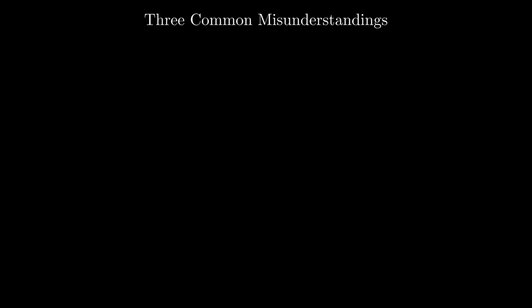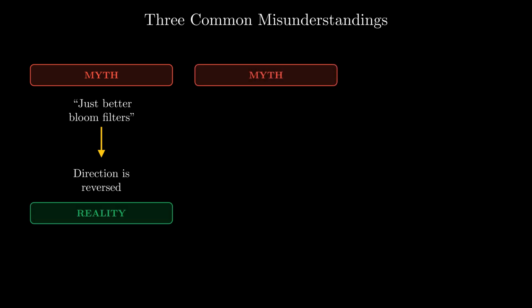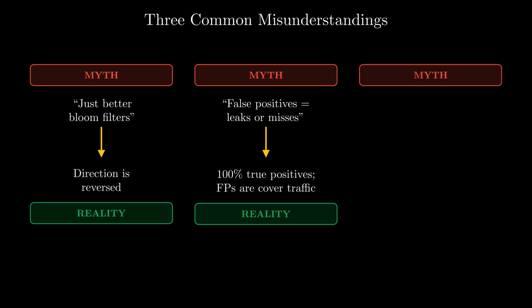Three common misunderstandings deserve attention. First, compact block filters are not just better Bloom filters. The compression matters, but the real innovation is the direction reversal. Filters now flow from nodes to clients, not the other way around. Second, false positives do not compromise privacy or correctness. They only cost bandwidth. The true positive rate is 100%. In fact, a small false positive rate can enhance privacy by adding cover traffic. An observer cannot tell which block downloads correspond to real matches.